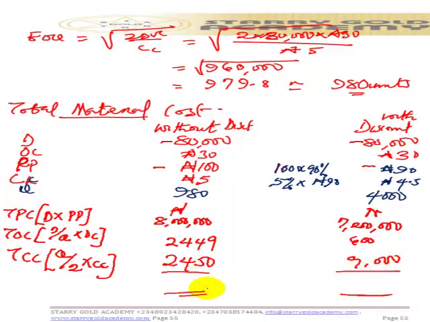So if we add up, we have 8 million and 4,899... Then here we have 7,209,600. So you will see that the material cost under the discount is lower than the material cost under the normal EOQ. So in this case, it will be advisable for the company to accept the discount. It's advisable to accept the discount. The company can take the discount.